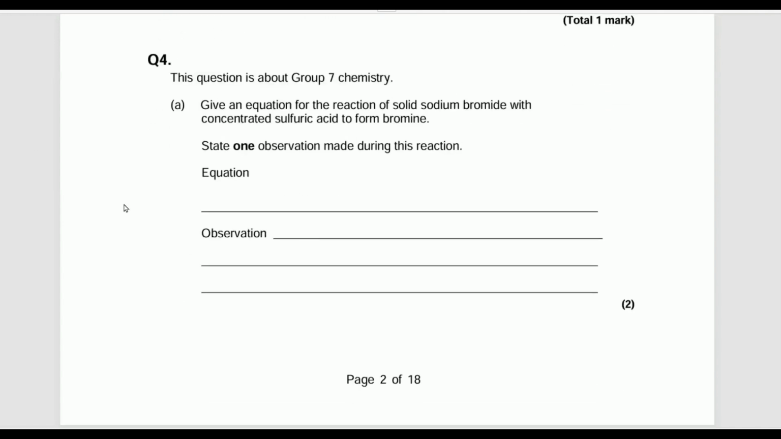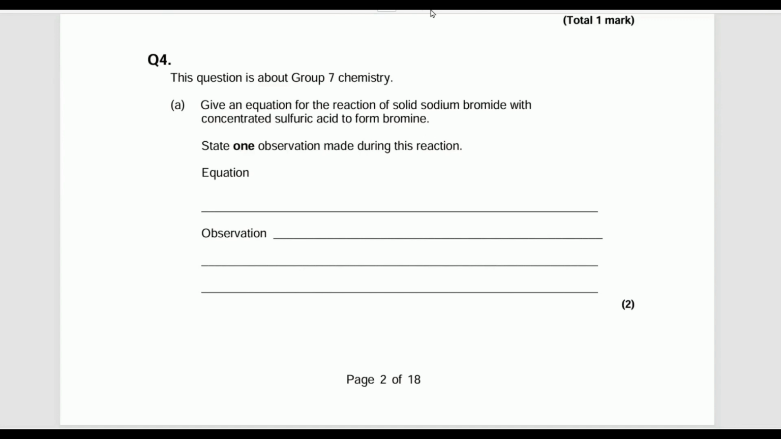Right, on to question 4. This question is about Group 7 chemistry. A, give an equation for the reaction of solid sodium bromide. Ooh, we've just been doing the one with solid sodium chloride. So let's do solid sodium bromide with concentrated sulfuric acid to form bromine. State one observation made during this reaction and give the equation and the observation.